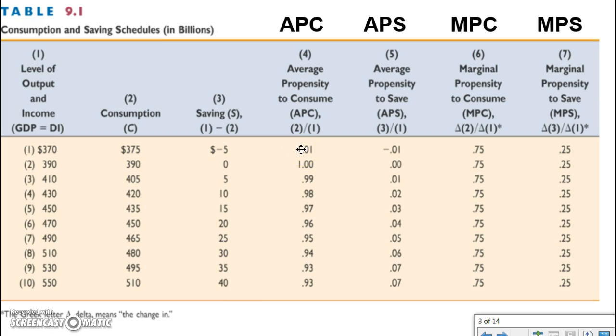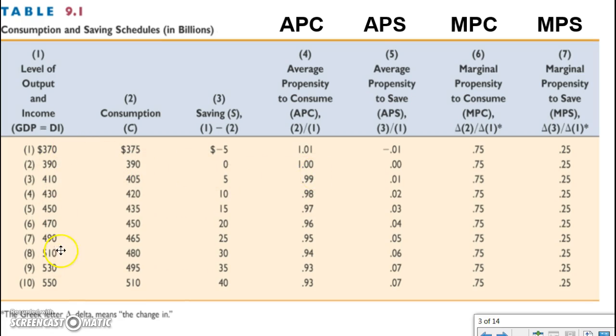And then the next columns are basically calculating based on the initial data in the first three columns. So this first one is average propensity to consume. And what we're looking at is, overall, what percentage of your income are you spending? So it's just column two divided by column one. Here people are spending more than 100% of their income, 375 divided by 370. Here it's a break even, 390 divided by 390, right?